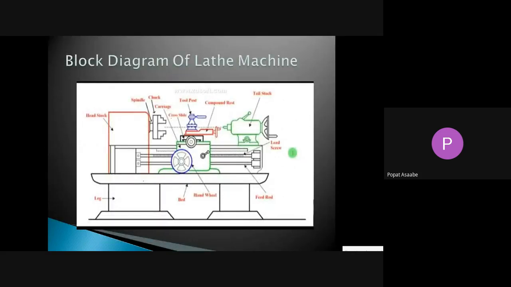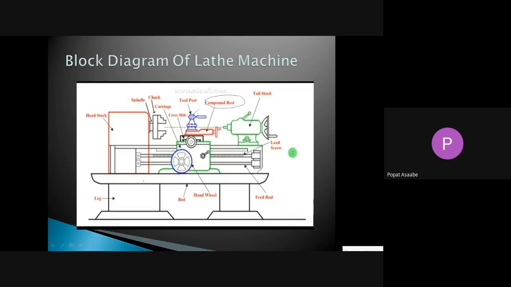See here, this portion is called the carriage, and inside the carriage there is the tool post. See, this is the tool post, and the compound rest is there. And what is the function of that compound rest? The function of the compound rest is to give an angle to the single point cutting tool.